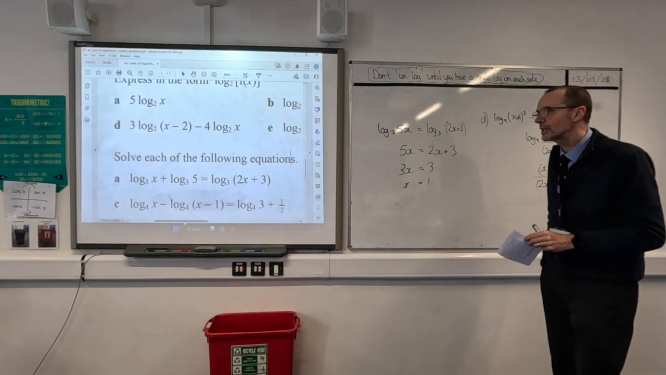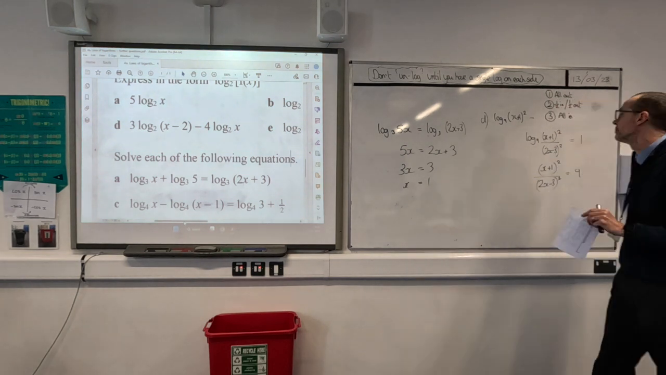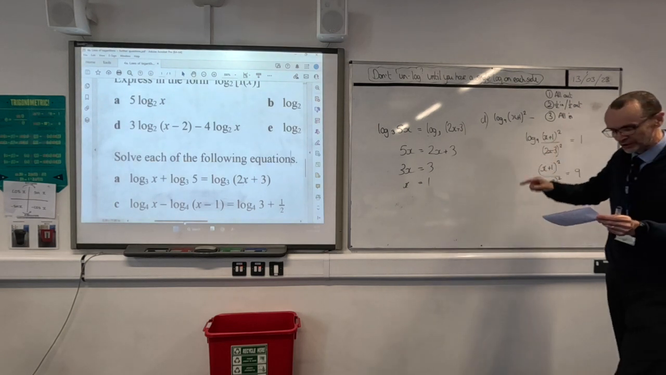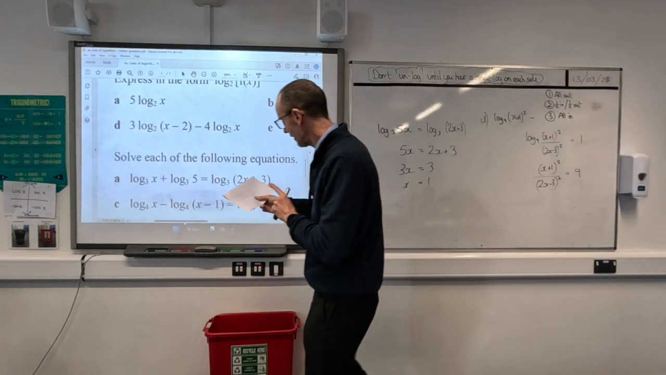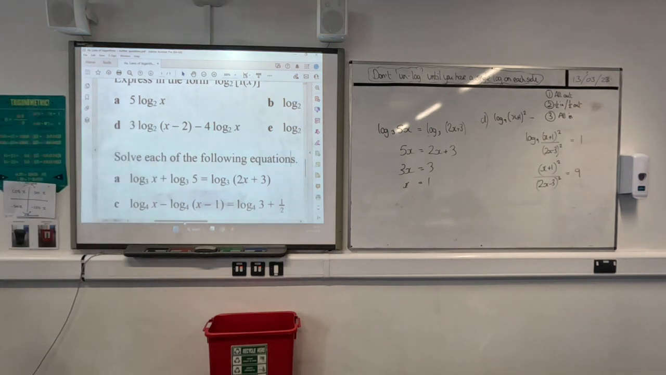Now, in that question 7 on the sheet, there are 2 other examples of all in. I just want you to do those 2 examples. Can I tell you which ones they are? So, on that question 7, we've done part A. There are 2 other examples of equations where you have got everything in logs. And I just want you to have a go at those.